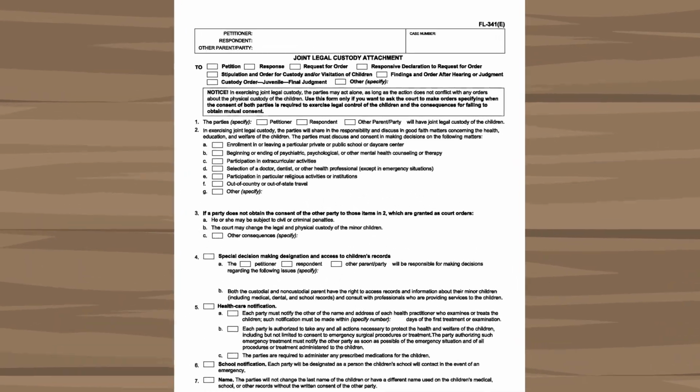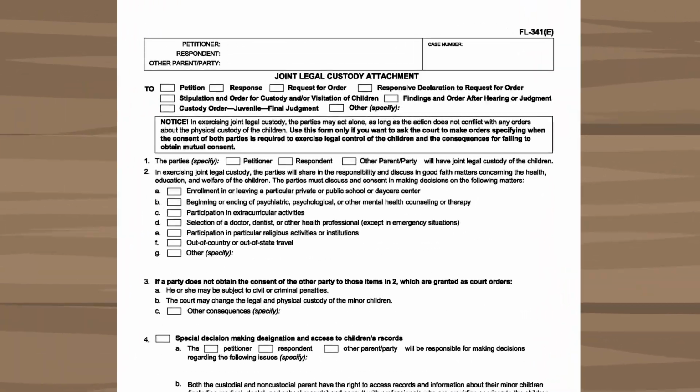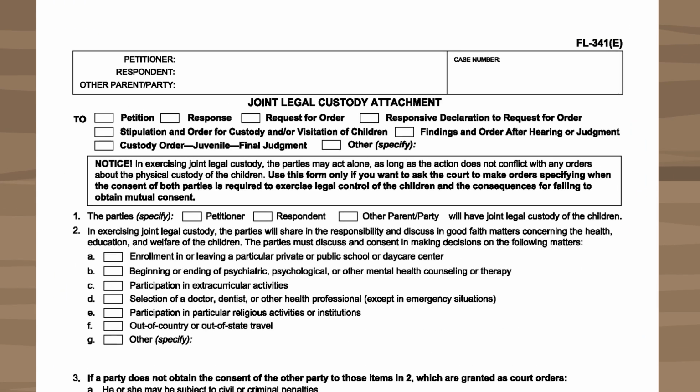If you want to request joint legal custody where both parents must agree on all decisions that are made for the child, you can use Form FL-341(E), Joint Legal Custody Attachment. In Item 2, you can indicate the types of issues for which both parents must come to an agreement before a decision is made.